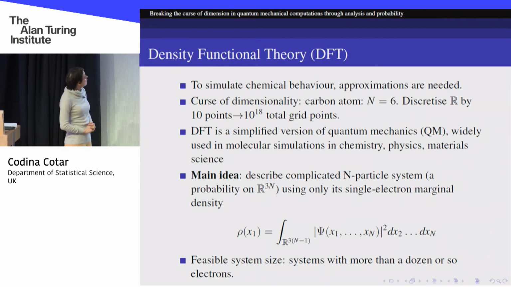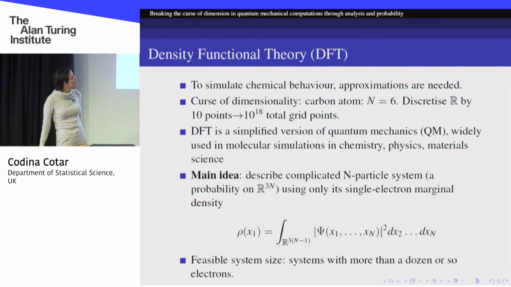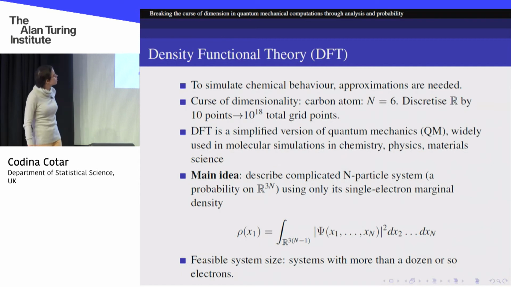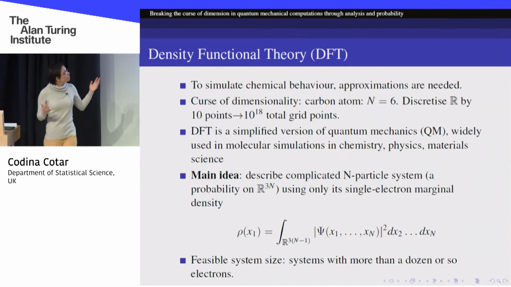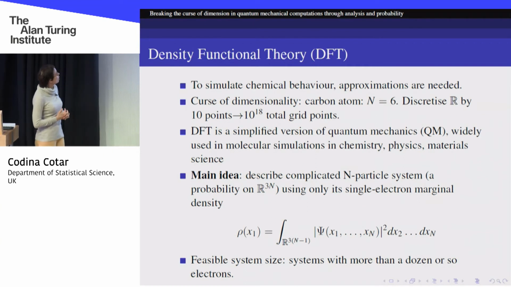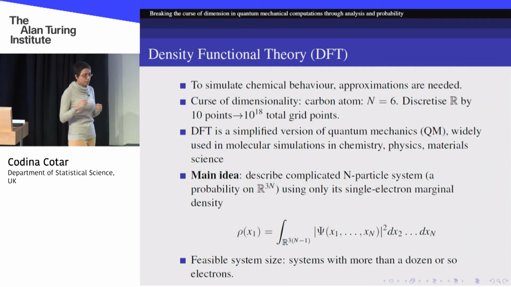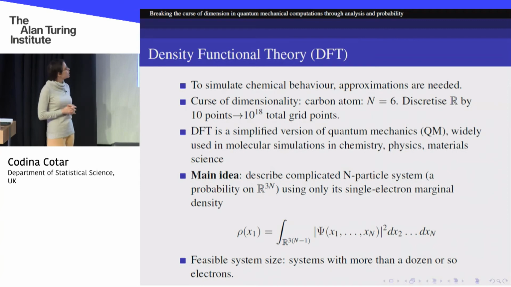It's a lot. We can discretize R. Let's discretize it by 10 points, and that gives us 10^18 grid points. That's quite a lot of computational effort for just something with 6 electrons. In real nature, we are going to have a lot more electrons than that. So we're going to have to try and do approximations. And this is what density functional theory allows us to do. It's a simplified version of quantum mechanics, and it is quite widely used in chemistry simulations, in physics, and in material sciences.